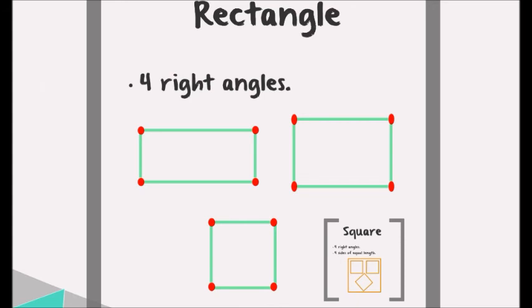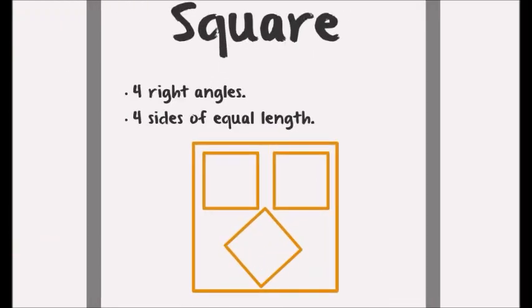Are there any special rectangles? Yes, if you look at this rectangle, you notice that it's a square. Why? A square has 4 right angles and 4 sides of equal length. A square is at the same time a rectangle, a trapezoid, a quadrilateral, and a polygon.